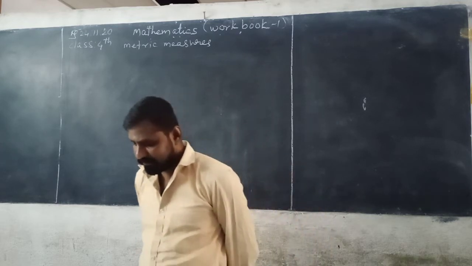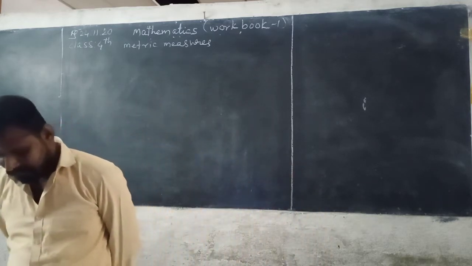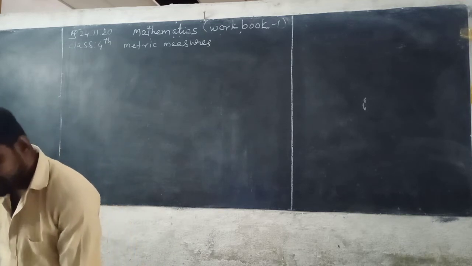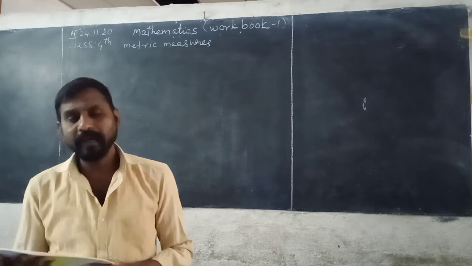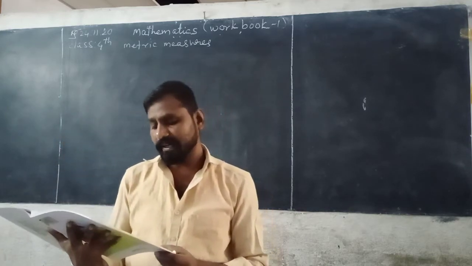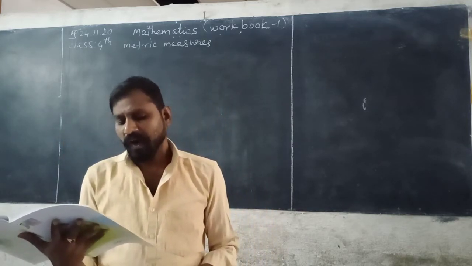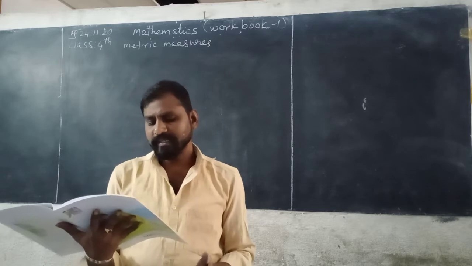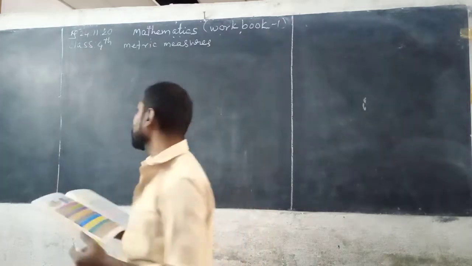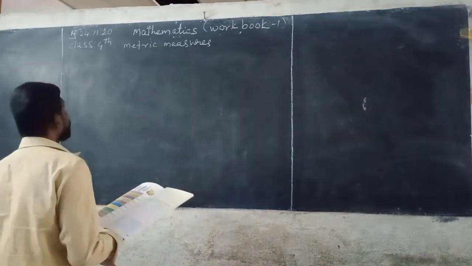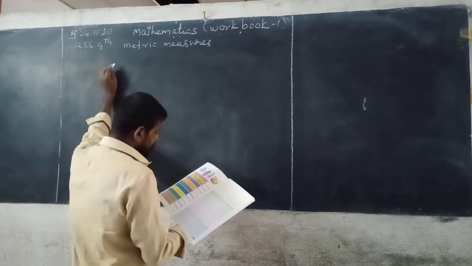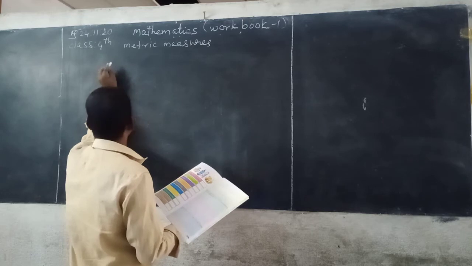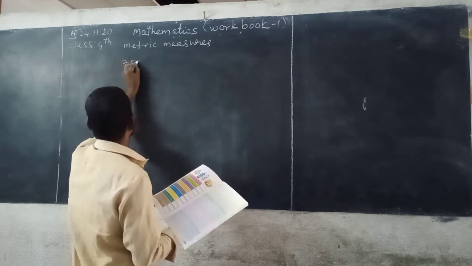From your workbook, page number 34, the weight of a papaya is 750 grams. How many kg will it weigh? See here, grams is converted into kilograms, beta. Now solution: the given question is the weight of papaya is 750 grams.